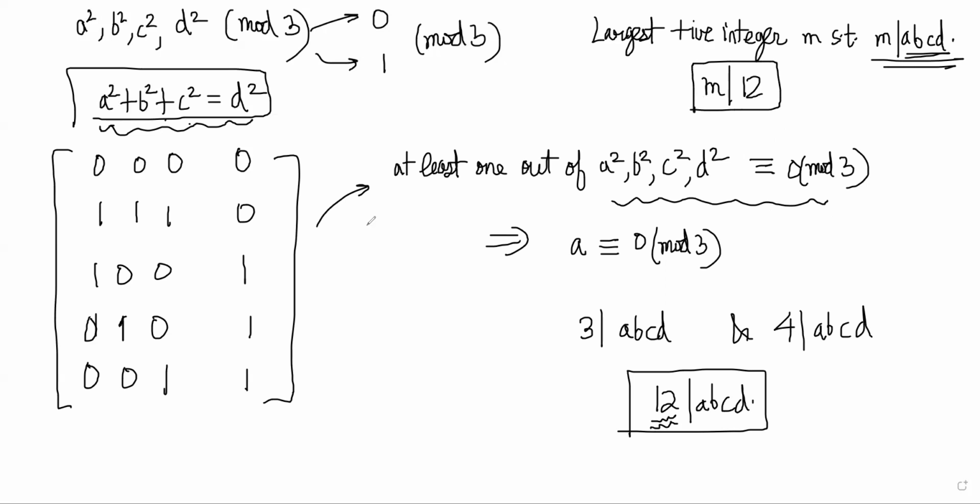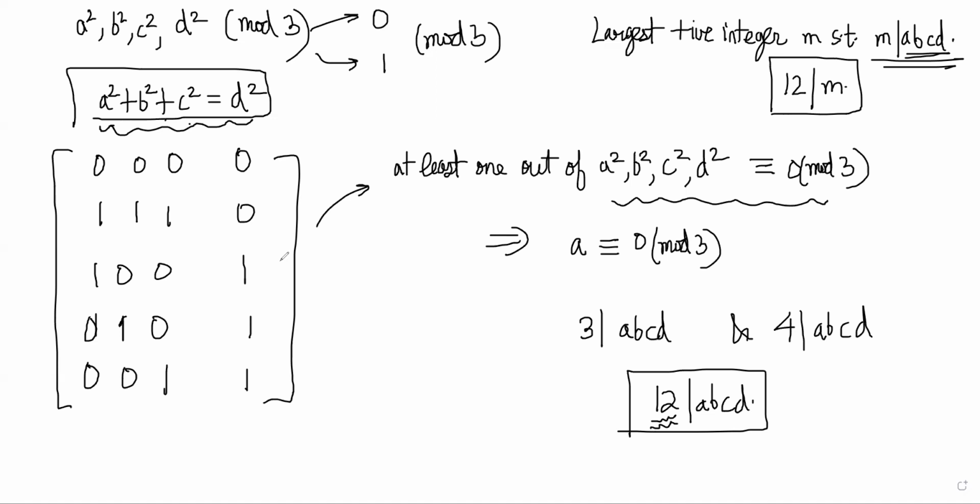I'm making a mistake here. I should be saying that 12 should divide m. 12 is supposed to divide ABCD. So, largest positive integer m, 12 should divide m here. 12 is a factor of ABCD, so 12 should divide m here.